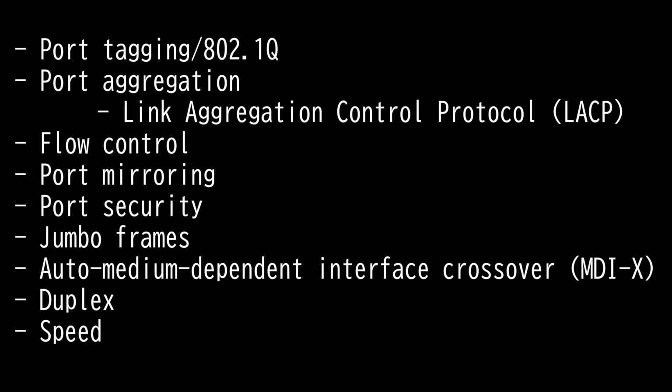Then we have flow control. Ethernet provides a means of temporarily stopping the transmission of data to ensure zero packet loss in the presence of network congestion. And this is accomplished using flow control and the pause frame.